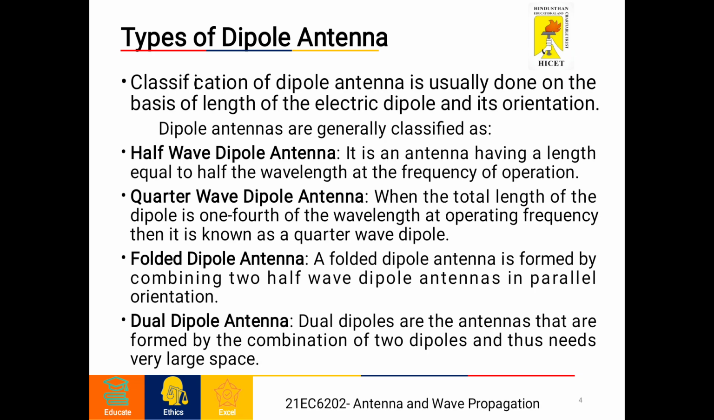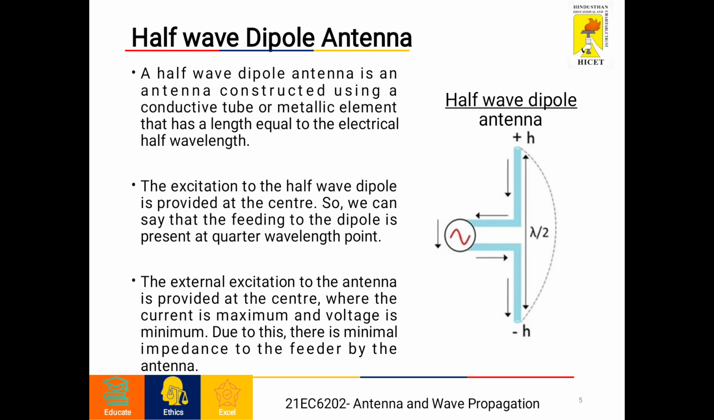Half-wave dipole antenna is an antenna having a length equal to half the wavelength at the frequency of operation. When the total length of the dipole is 1/4 of the wavelength at operating frequency, then it is known as quarter-wave dipole antenna. A folded dipole antenna is formed by combining two half-wave dipole antennas in parallel orientation. Dual dipoles are the antennas that are formed by the combination of two dipoles and thus need very large space.